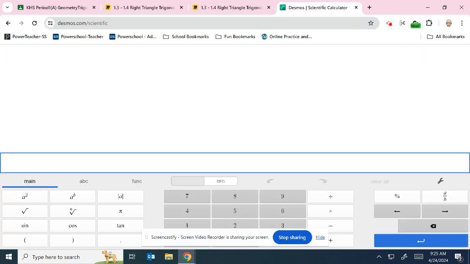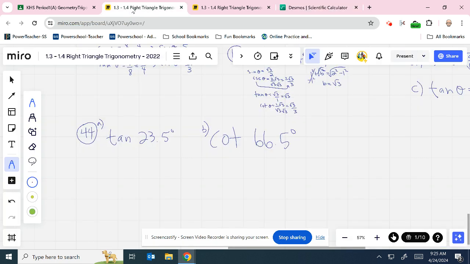Scientific. Okay, so tangent, you can just go straight to tangent. So tangent 23.5. And you can look at it, and it shows it to you right there, 0.4348. Let's just put that in as 0.4348.